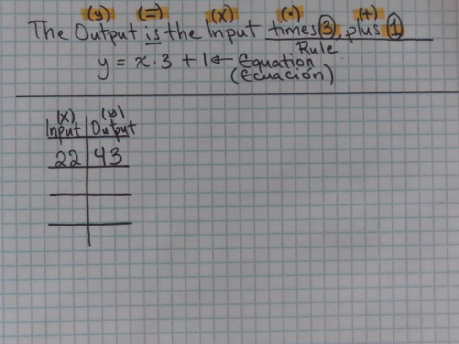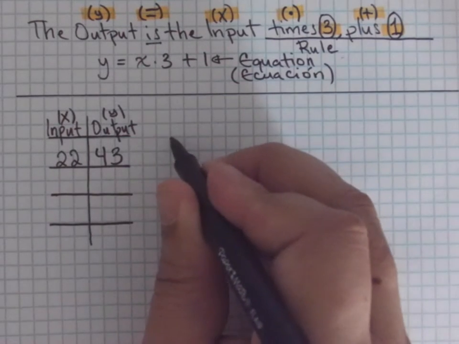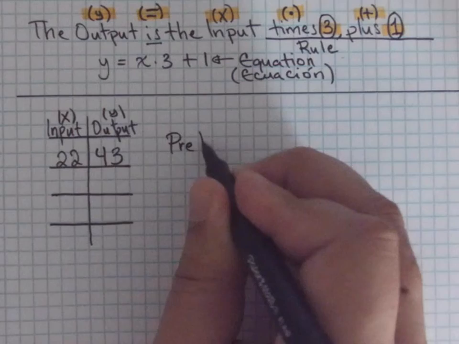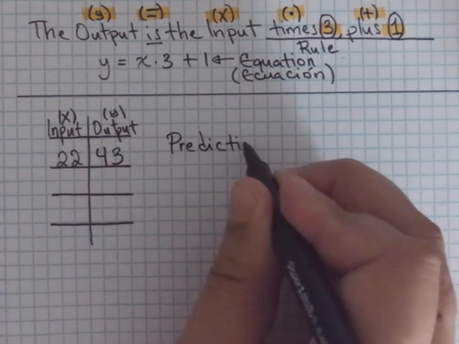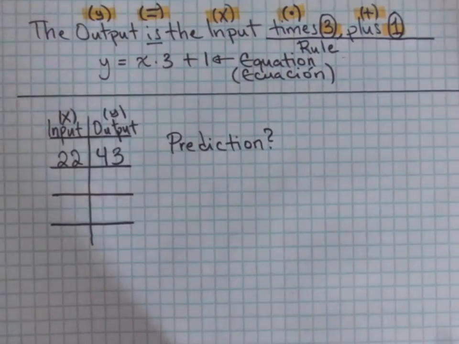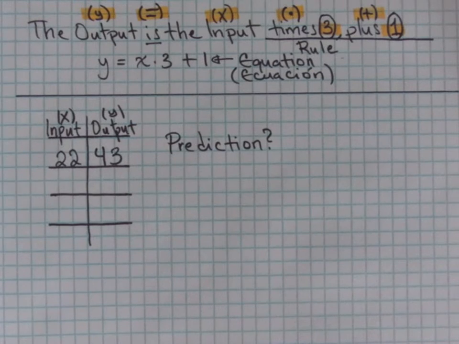Y ahora pues ¿cuál es la regla? ¿Cuál es la predicción? So give me a prediction. Somebody please type it in there. Give me a prediction. ¿Cómo le hago? How do I go from 22 and get 43?